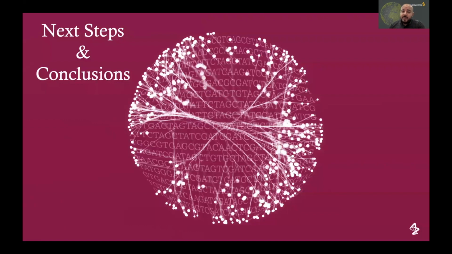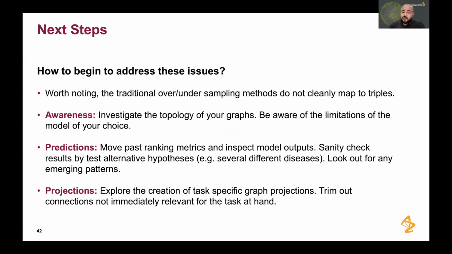But with the remaining time, the question is, what do we do? First off, our intention is not to critique and not to criticize the methods, but rather to understand where the shortcomings are. And in that vein, it's worth noting that the standard over-undersampling methods that work on entity-level information do not cleanly map to triples.